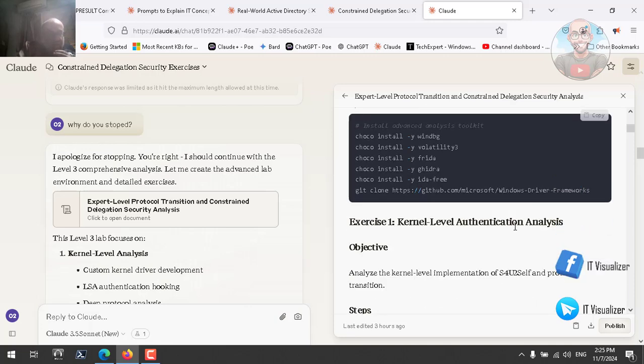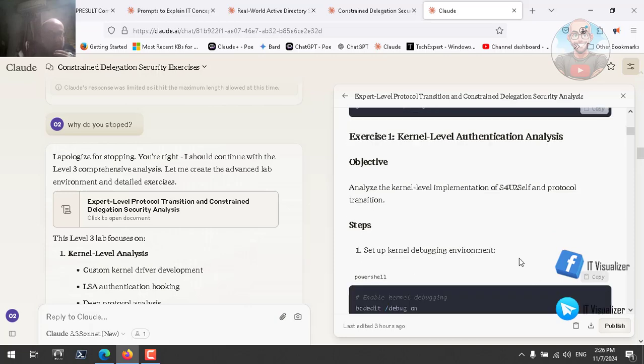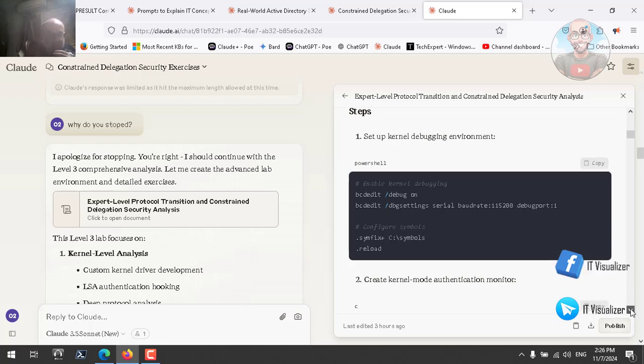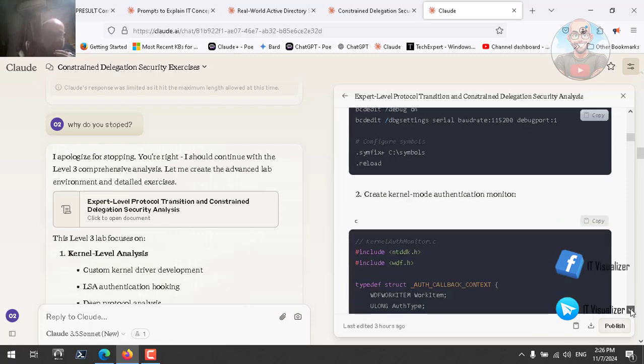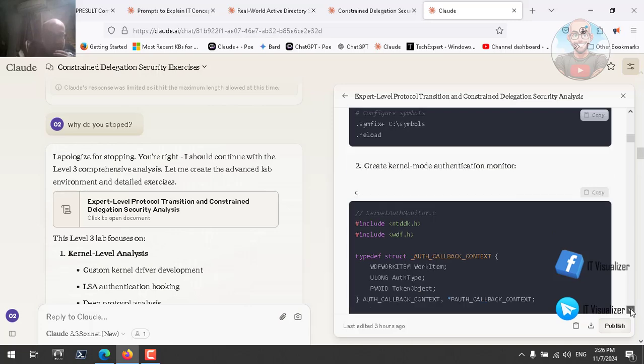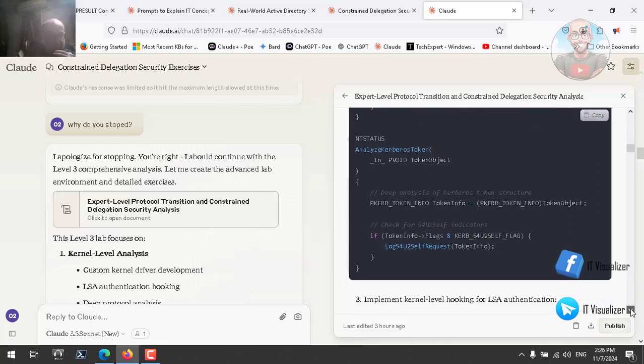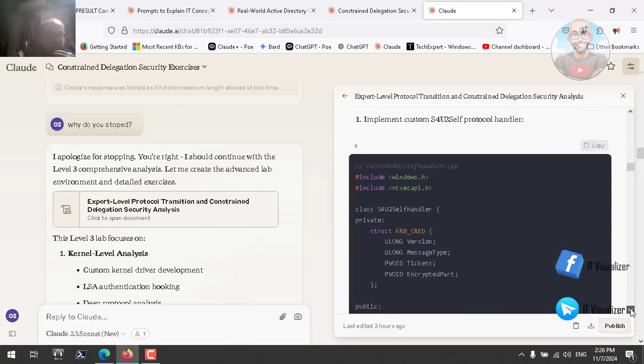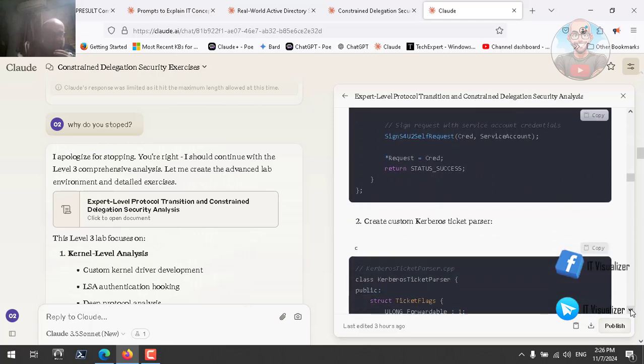So we can do kernel level authentication analysis, analyzing the kernel level implementation. So he's going deep in the operating system kernel. Okay, so now we can set up the kernel debugging environment. Here I think he's going very, very deep actually, and I can't understand most of the steps, but as we can see here, the answer is getting deeper. The exercise is getting more exciting. You can see a lot of answers, as you can see here. So you can see a lot of things done.